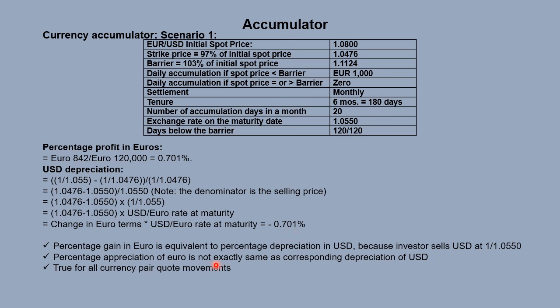The percentage gain in the euro terms is equivalent to the percentage depreciation in the USD, because you are selling at 1 divided by 1.055. Note that the percentage appreciation of the euro is not exactly the same as the corresponding depreciation of the USD if we consider 3 decimal places. This is obviously true for all currency pair quote movements, although the difference is small for small exchange rate movements. Let's look at scenario 2.